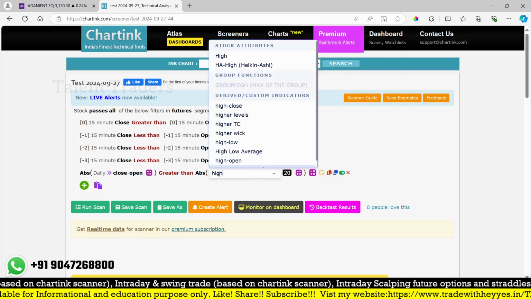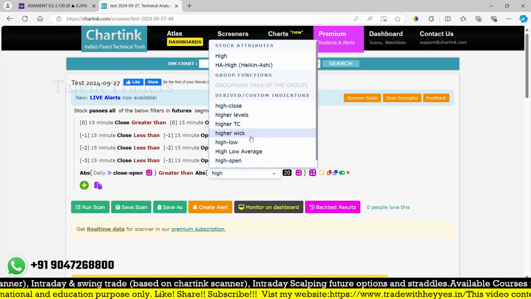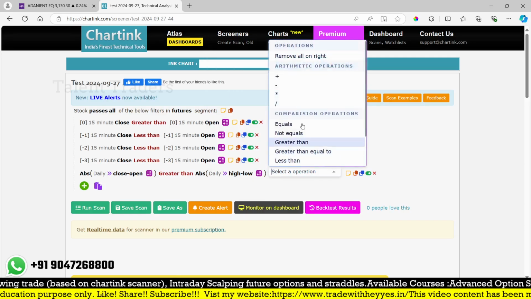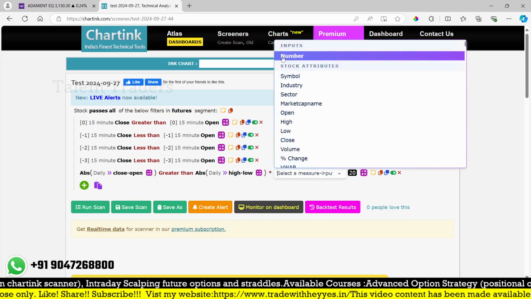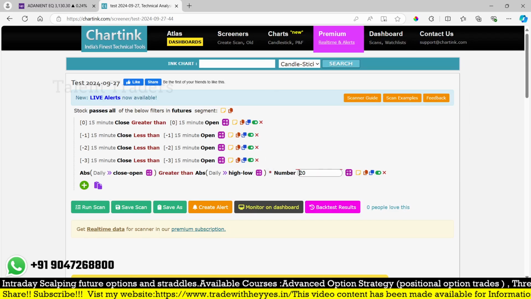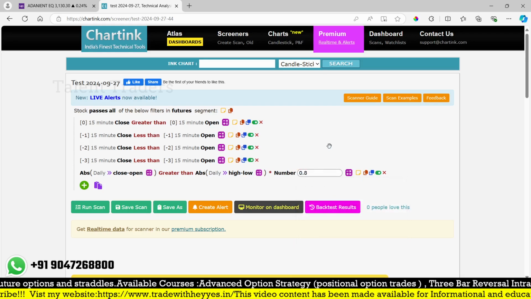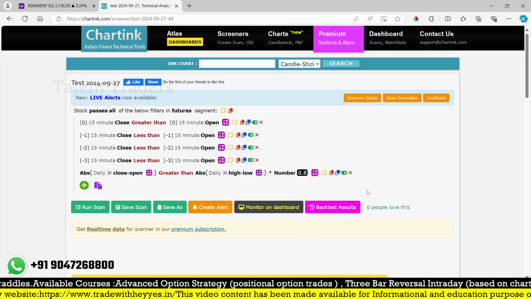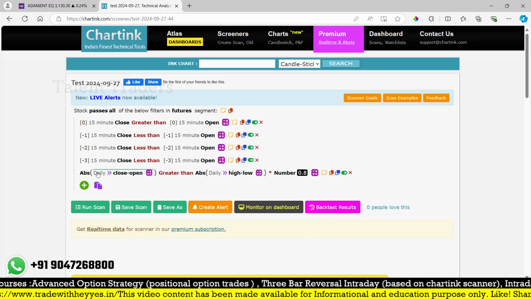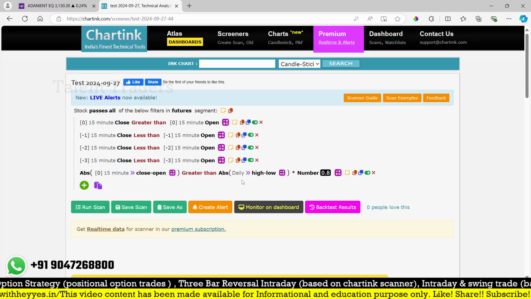Okay, so that is very important. I'm making this scanner that will help you find out, and the body of the candle must be almost 80% of the time, 0.8. Okay, that body of the candle is almost a big bullish candle, almost 80% of the time, which I'm going to look for in a 15 minutes time frame.